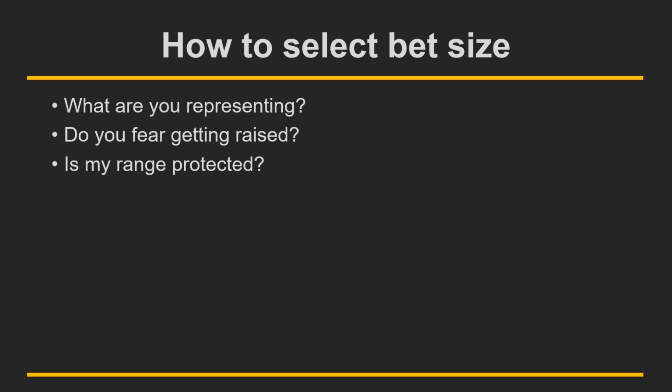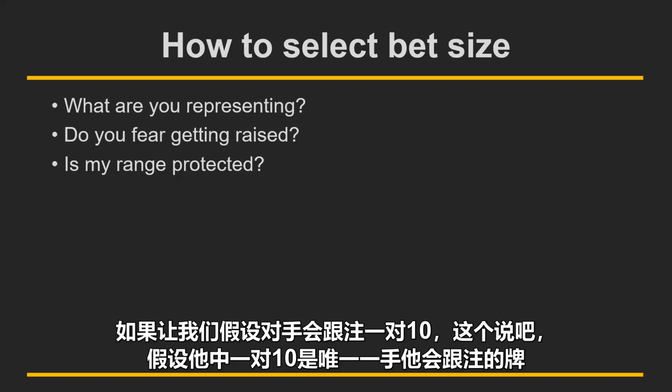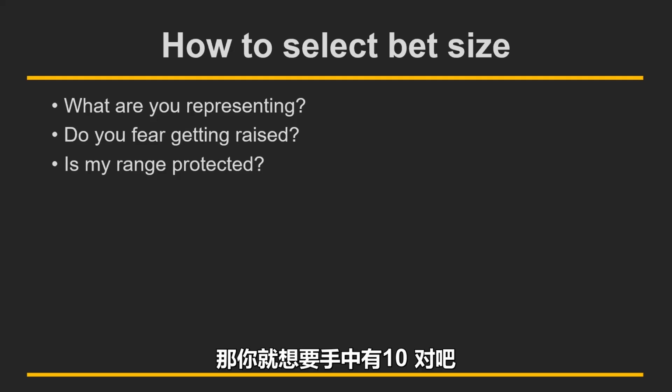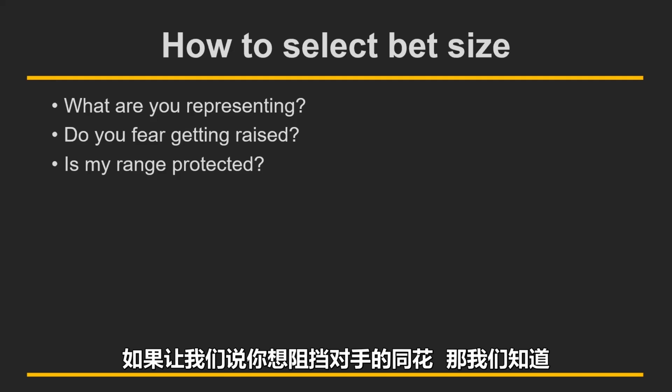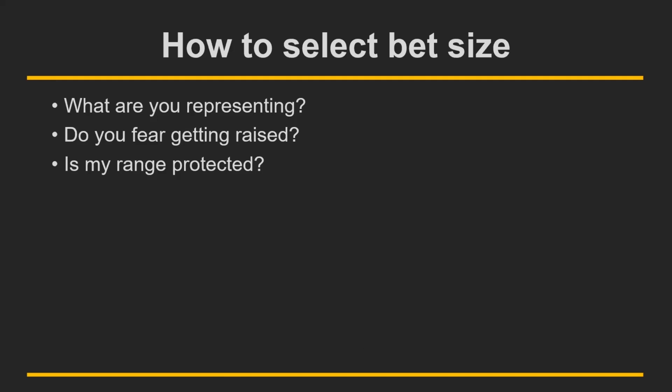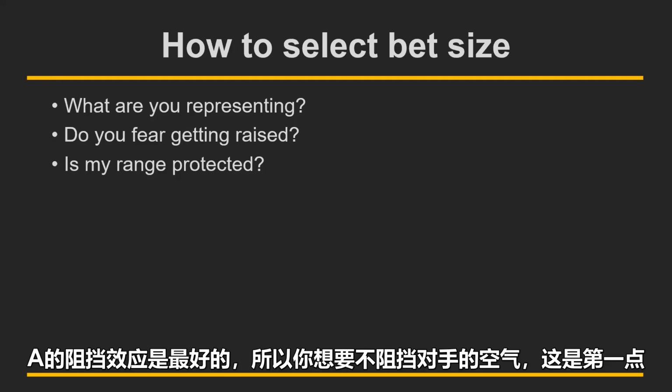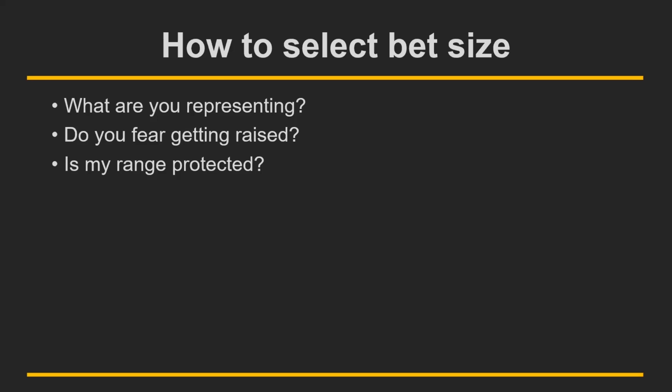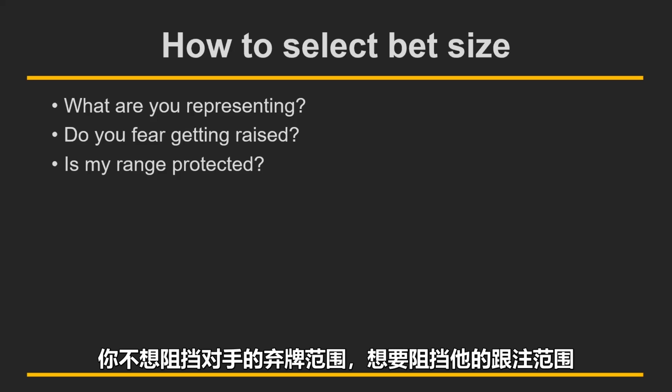And you want to block them. So if, let's say, villain is going to call with a pair of tens, let's say the only hand he can ever call with is a pair of tens, well, then you'd want to have a 10 in your hand, right? If, let's say, you want to block your opponent's flushes, well, we know that the ace blocker obviously works great. So you want to unblock your own air hands, Lee. That's number one. You want to unblock your opponent's folding range, and you want to block his calling range.